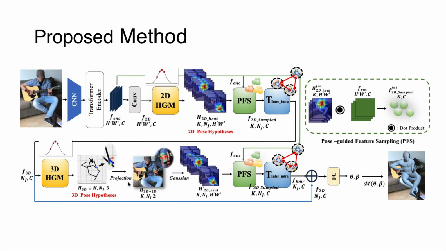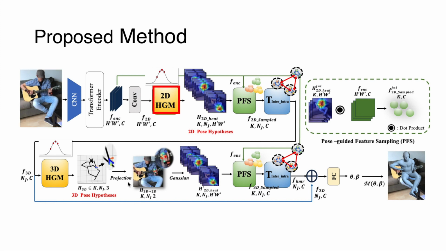This is our framework overview. Specifically, we first generate 2D poses, then generate 3D poses, eventually leading to the 3D mesh. Instead of directly transforming a 2D image into a 3D mesh, our method does it in a progressive manner. The image will first go through a CNN backbone and a transformer encoder to extract features.